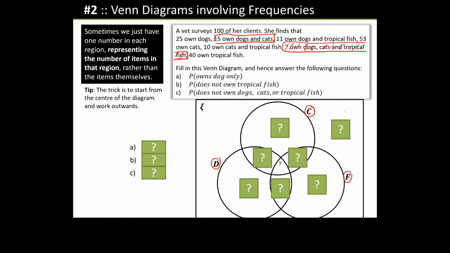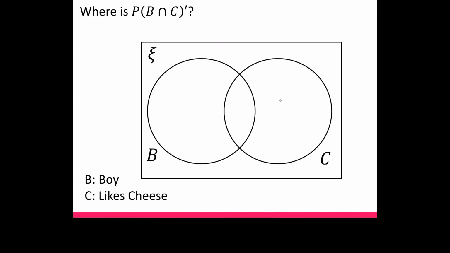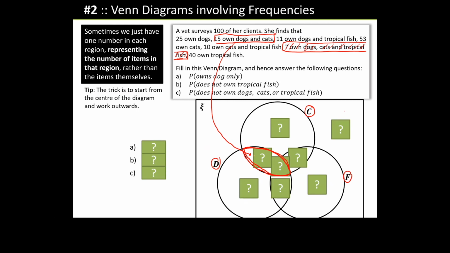So first of all, understand which area this represents. So this area will be here, dogs and cats. But dogs and cats is the whole thing here. It doesn't say they own dogs and cats only. It says they own dogs and cats. So this whole thing must be 15. But if the whole thing must be 15, we already have 7 in here. Therefore, this area must be 15, take away the 7 that we already have in the middle.